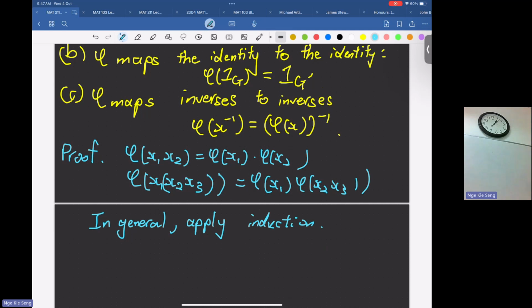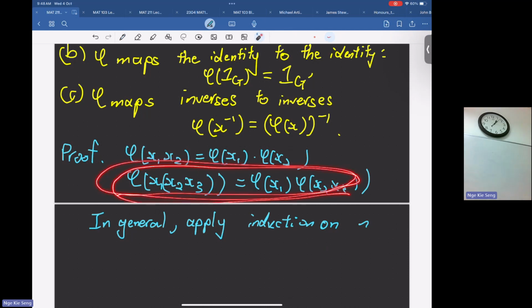Does everyone know what I mean by apply induction? Induction on n. Does everyone know? Should I repeat the argument or you? Okay. So apply induction is generally described, for example, in this case in general.